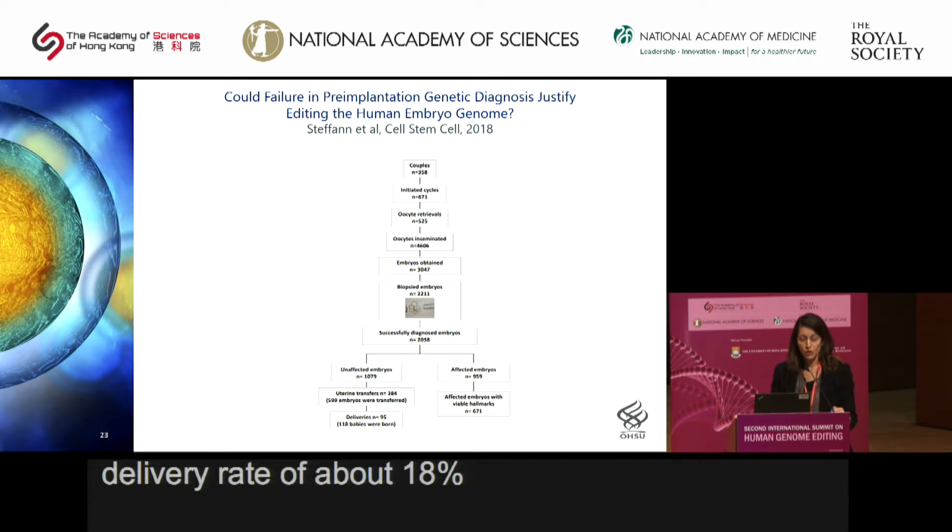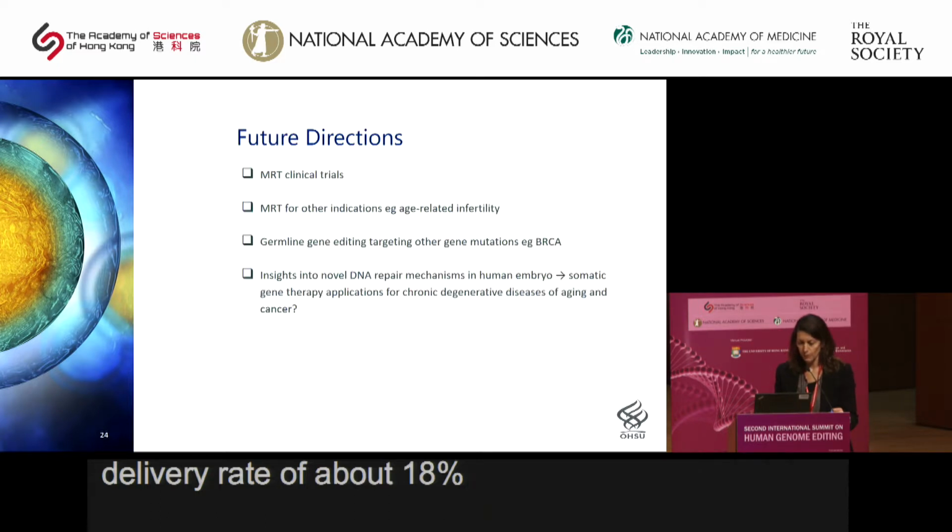So if this germline gene editing is shown ultimately to be safe, why wouldn't we want to correct the mutation in those embryos and increase the efficiency of this PGD process, reduce the burden and cost of IVF?